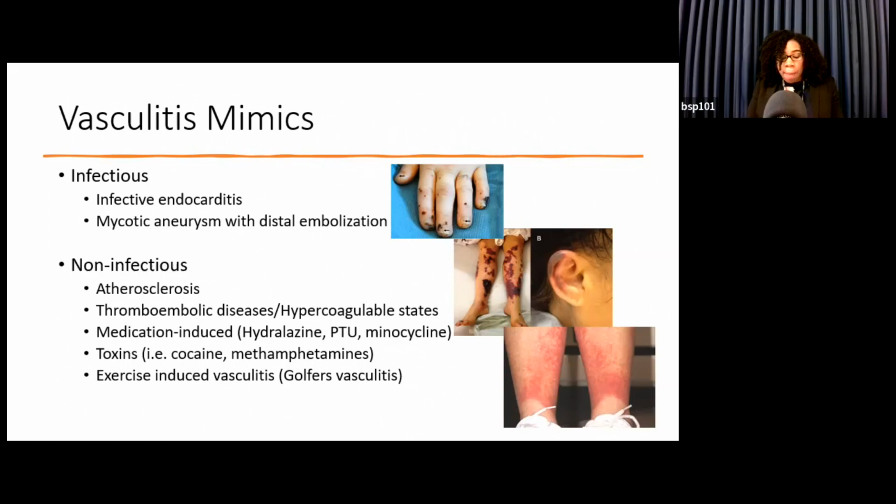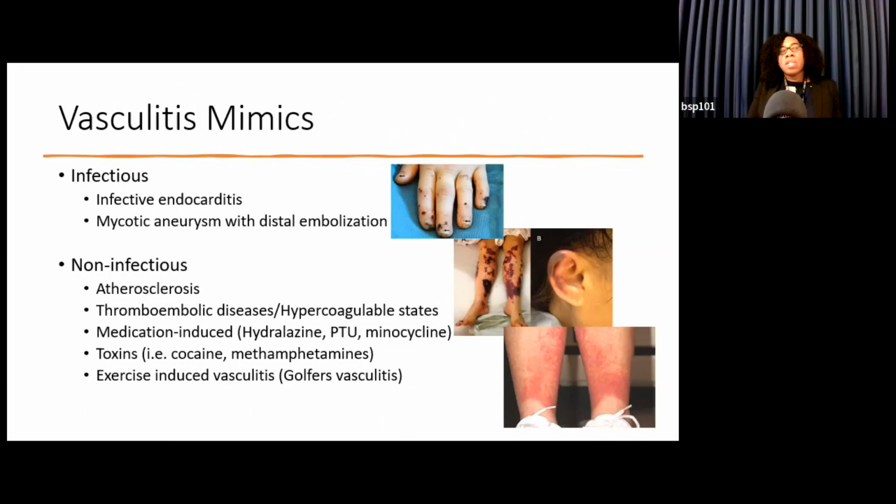Thromboembolic diseases and hypercoagulable states, both inherited as well as acquired, such as factor V Leiden, protein S or C deficiencies, as well as acquired liver or renal disease. And then there are various medications that can cause a drug-induced ANCA vasculitis in particular, including hydralazine, PTU, and minocycline. There are various toxins that can also cause a vasculitis-like picture. The middle picture on the right is an example of cocaine-induced vasculitis, and that's something that can unfortunately happen with drug use. And then lastly, I wanted to talk about exercise-induced vasculitis.